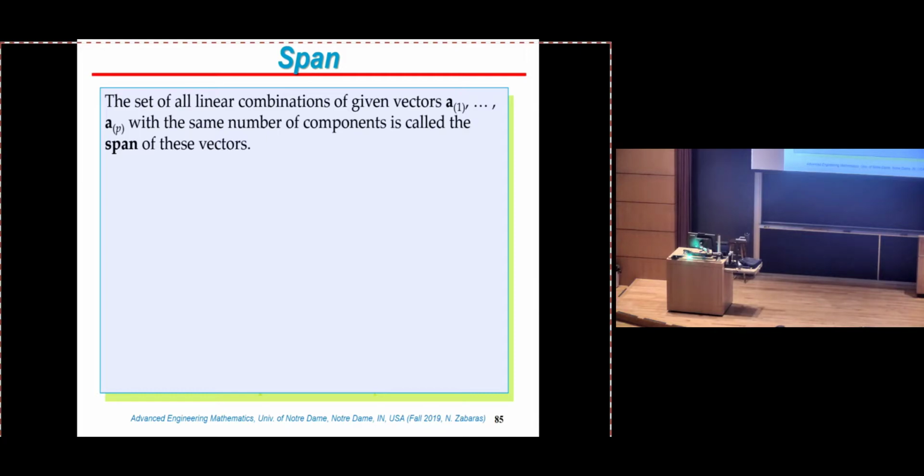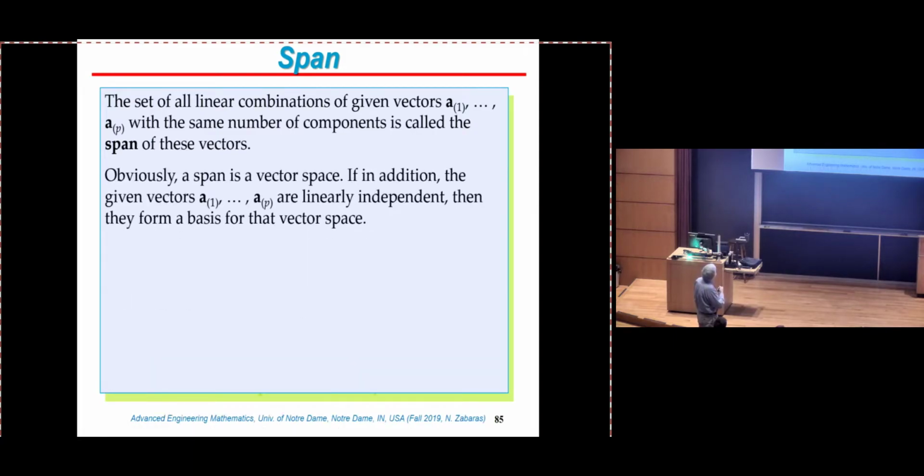Okay? We haven't said if they're dependent or independent, it doesn't matter. You combine them in any possible way, and that is the span, which is a vector space generated by A1 to AP. Okay. Now, if it happens that these vectors are linearly independent, what can you tell me about the basis of the span of these vectors?